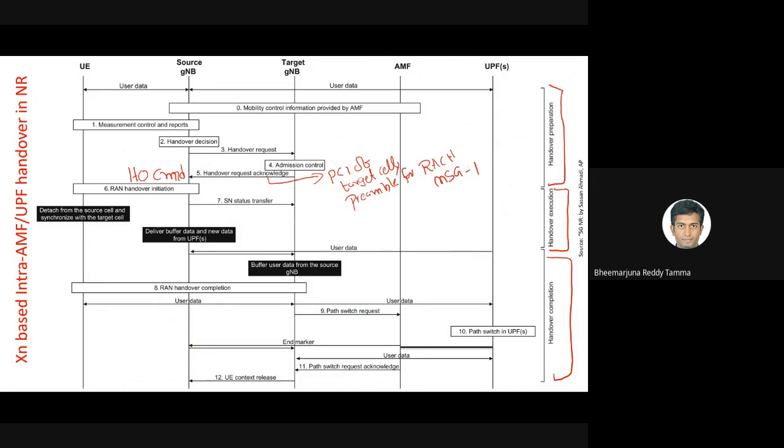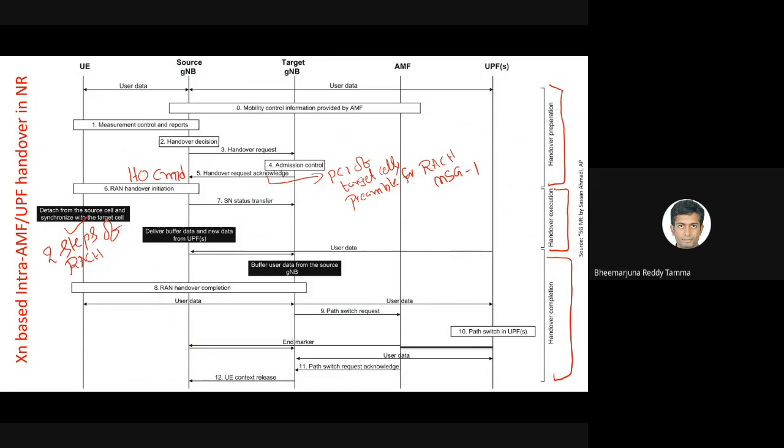Now what is happening here, you see, the user equipment is detaching from the source cell and it is doing synchronization with the target cell by doing the 2 steps of RACH. Because it is given an exclusive RACH preamble, there won't be any collision.